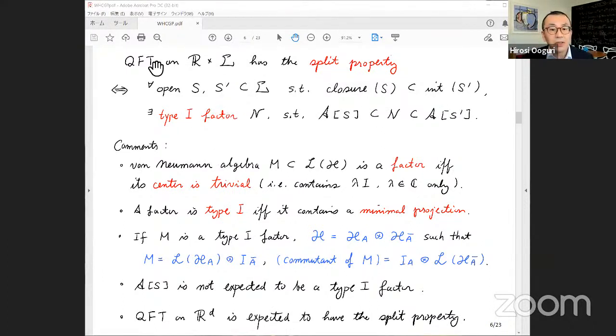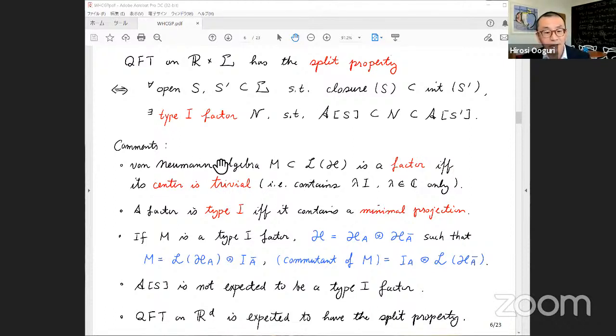Then we say that the quantum field theory has the split property if, between the algebra of local operators in S and S prime, there is a type one factor. Okay, so that is called the split property. Let me expand on this. Let me first explain what a type one factor means.